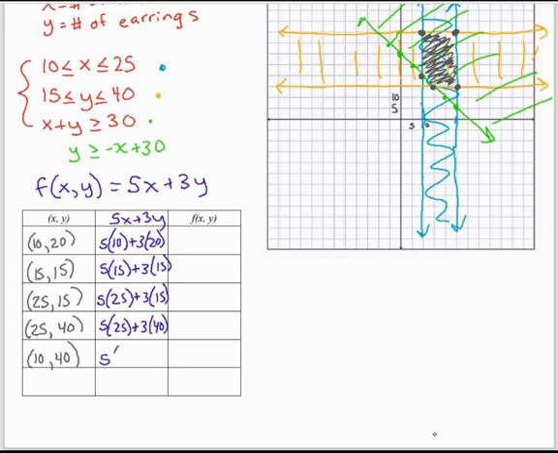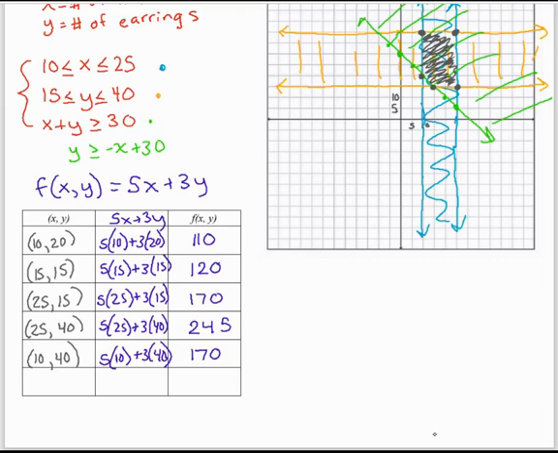Last but not least, 5 times 10 plus 3 times 40. Once I plug all those in, I'll calculate. So the first one, we get 50 plus 60 is 110. The second one will give us 120. The third one will give us 170. The fourth one will give us 245. And the fifth one will give us 170.